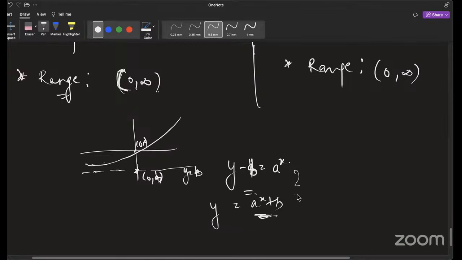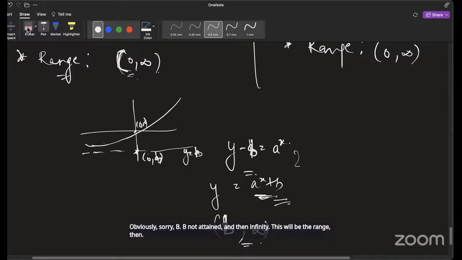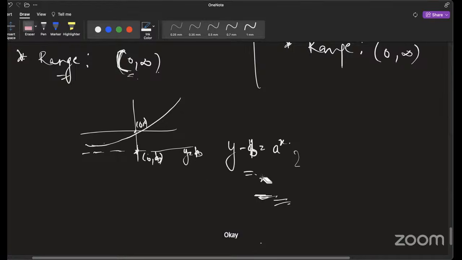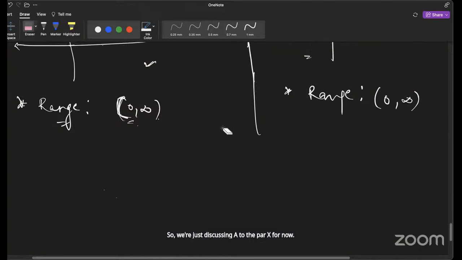The range of this is going to change. It doesn't start from 0 anymore. It starts from b, not attained, and then infinity. This will be the range then. Okay. Thank you. So we're just discussing a to the power x for now. No shifting of things.